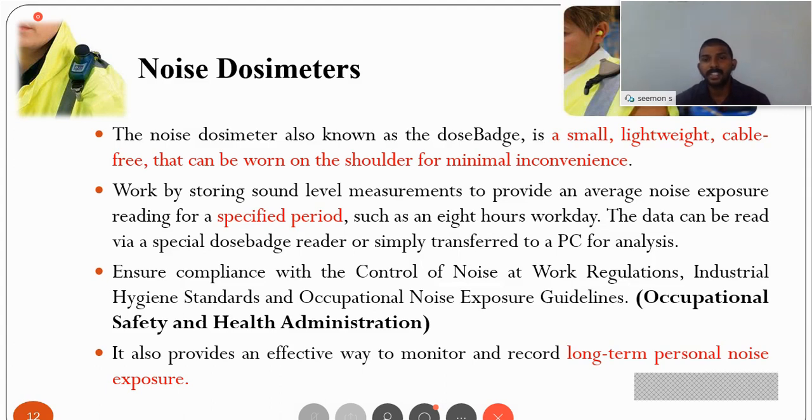In most of the studies, it shows that a 1.33 hours reduction will give a little bit of relief from the problem. And this can be long-term personal noise exposure also. Not just 8 hours, more than 8 hours, even 24 hours, we can study the noise effect by using the noise dosimeter.